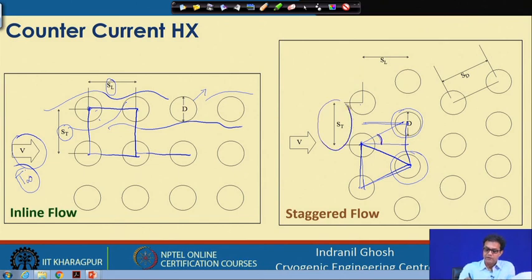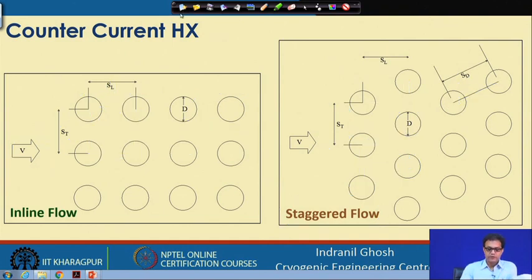So, we have the transverse pitch, and we have the longitudinal pitch, which is the center line distance between two consecutive tubes in the flow direction. We also have another length, the diagonal length called SD, and this is also important in the case of this staggered configuration.